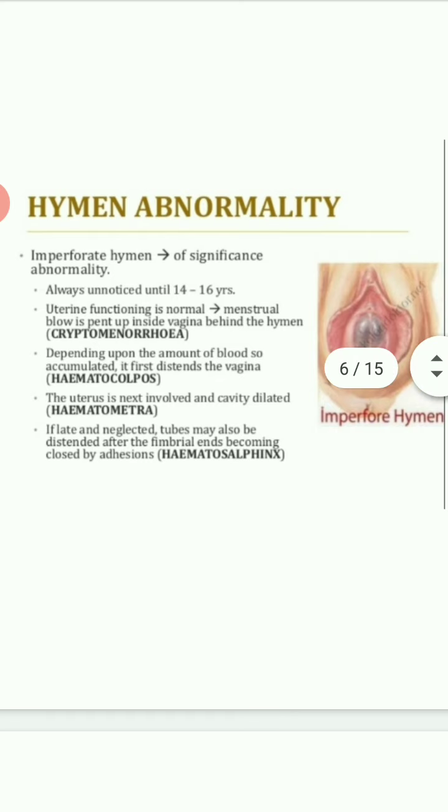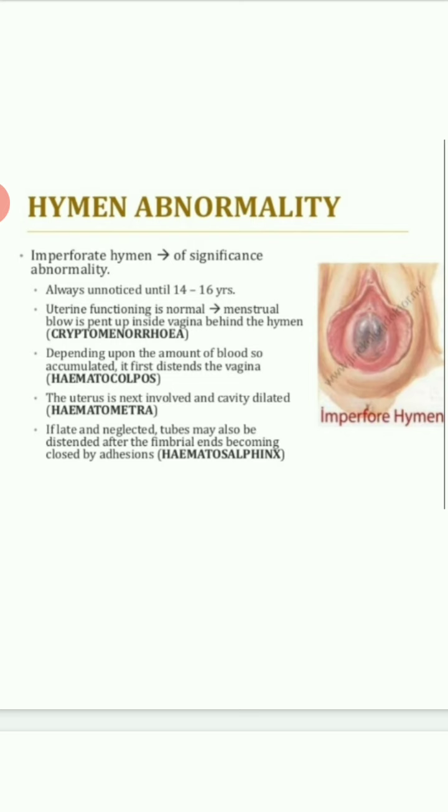Then the uterus is next involved, and the cavity is dilated. Also the lining of the uterus and some nearby areas will be dilated. So it is called hematometra. That is the hematometra; we can sometimes say it is uterus pus.